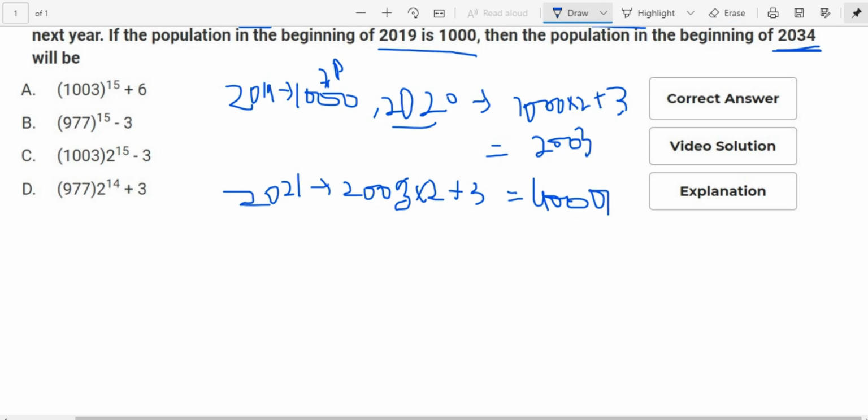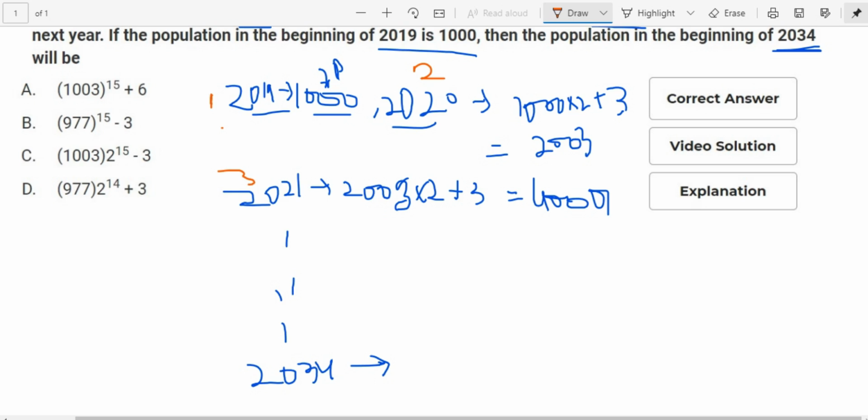Are you getting my point or not? So in the first year it will be 1000, in the second year it will be 2P plus 3, and in the next year it will again be doubling plus 3, isn't it? So we have to calculate the term for which year? We have to calculate the sequence of 2034, isn't it? Suppose we count it as the first year, then the second year, then the third year.